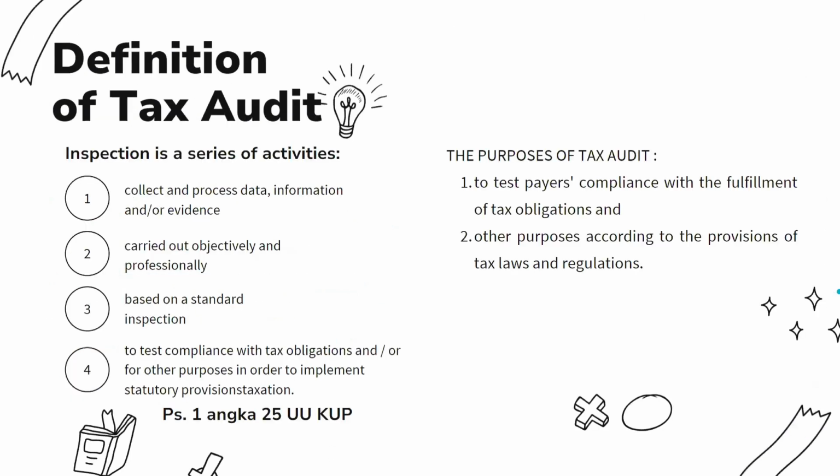Okay, the next is the definition of tax audit. So, tax audit or inspection is a series of activities to collect and process data, information, and or evidence carried out objectively and professionally based on a standard inspection, to test compliance with tax obligations and or for other purposes in order to implement statutory provisions of taxation. That's regulated in Article 1, Section 25 of the KUP Law.